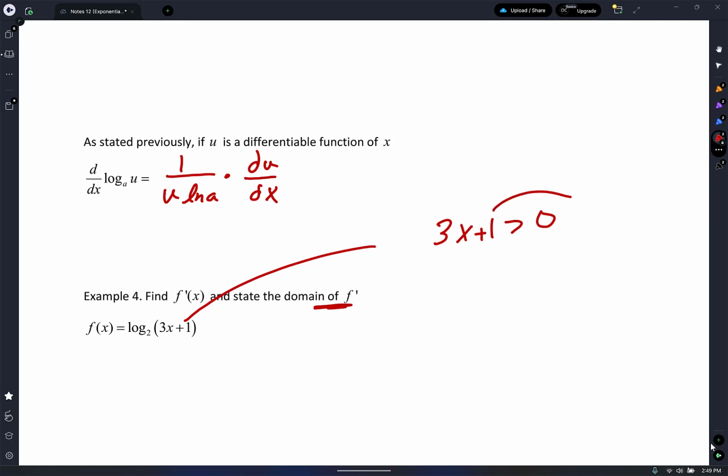Move the 1 to the other side, divide by 3. x equals negative 1/3. Oh, x is greater than, sorry. So that's my domain. Are we okay?